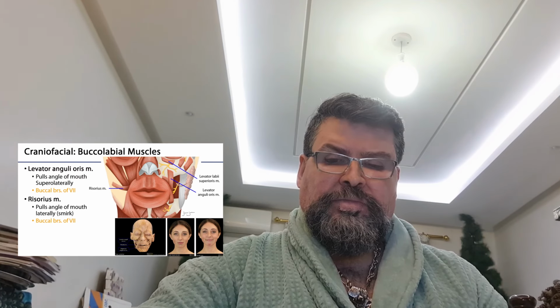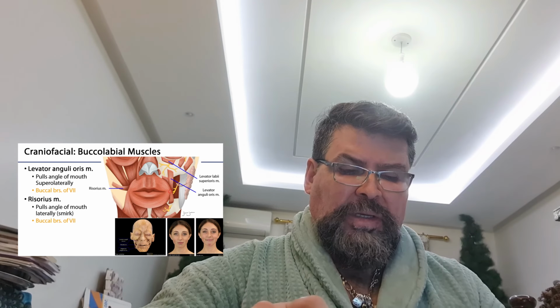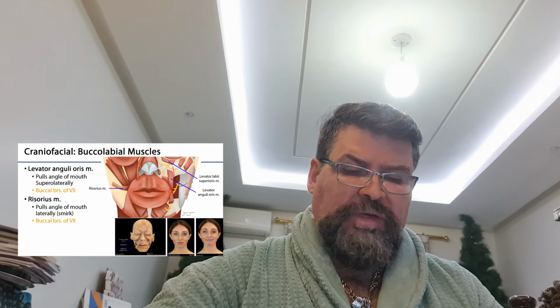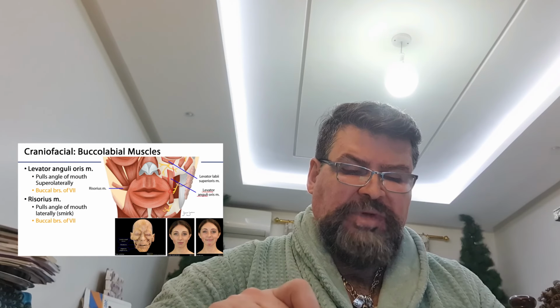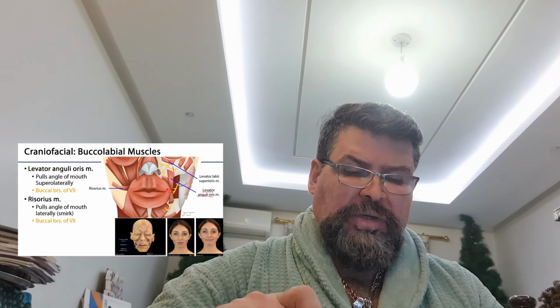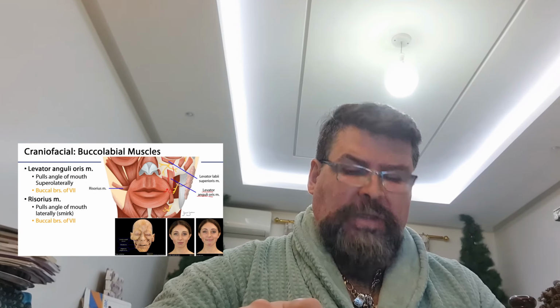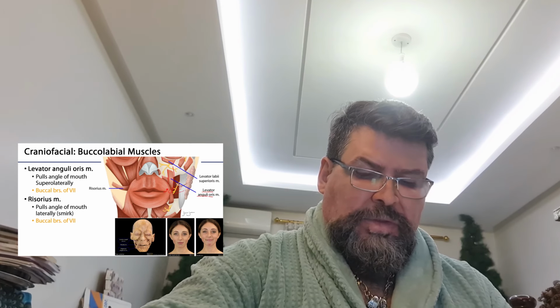Here we have levator labii superioris, a picture which shows the levator anguli oris. Coming from the modiolus up to the maxilla, deep to levator labii superioris is levator anguli oris. It's an elevator of the angle of the mouth, enabling a smile. This muscle is innervated by buccal branches of the facial nerve, as it should be for that region.